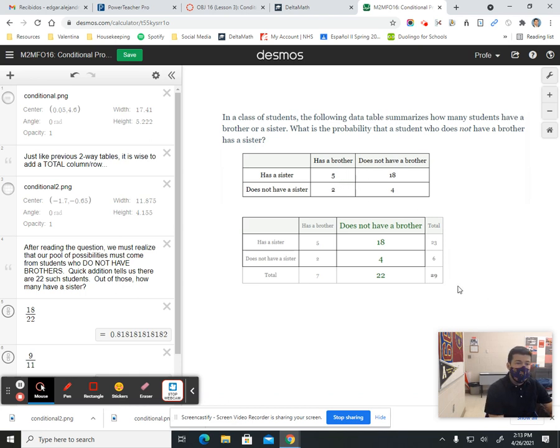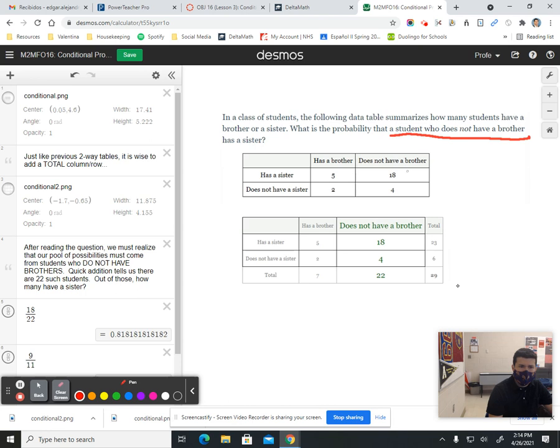But we want to think, what's the probability that a student who doesn't have a brother? So look at this phrase, that a student, and this is really telling us where to choose from. What's the probability that a student who does not have a brother? What students don't have brothers? I want to think of that first.